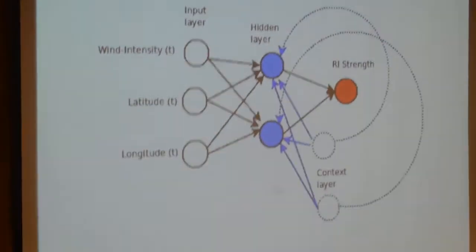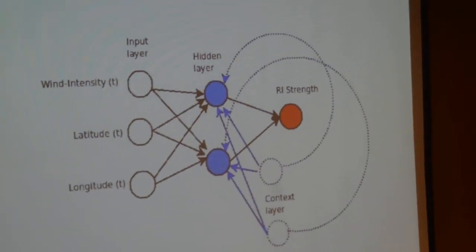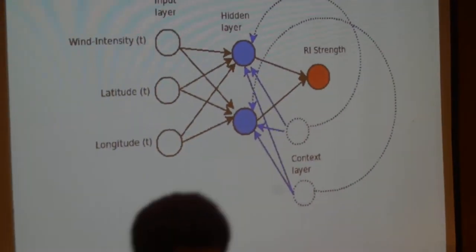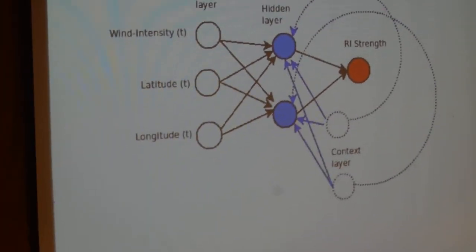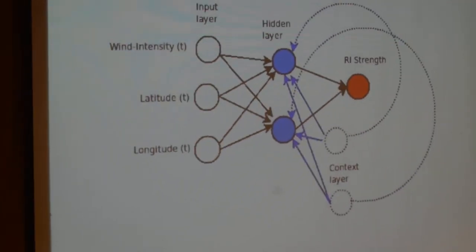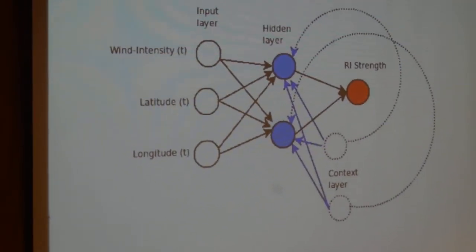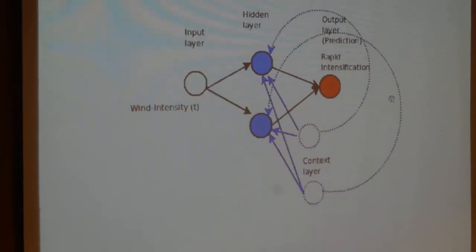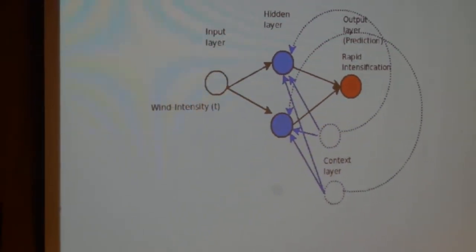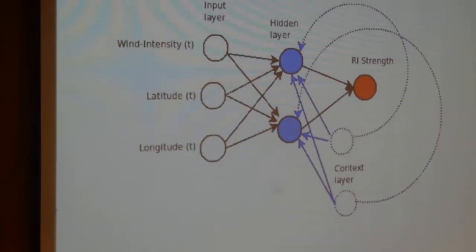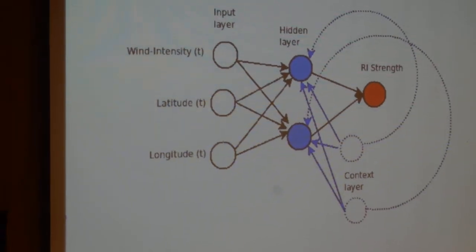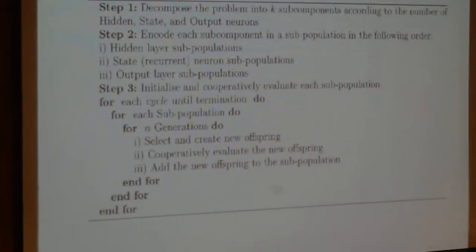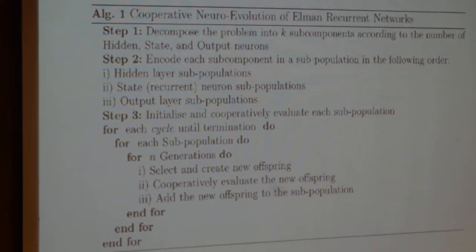We've done numerous experimentation on this, and we tried different neural network architectures. We tried different inputs, which is not just the wind intensity, but latitude and longitude information as well, and then we tried to predict the rapid intensification strength. In one instance we tried the wind intensity, and in another one, that I don't have the diagram for now, we also looked at the month of the cyclone as the input. So this is basically the algorithm that trains the neural network.